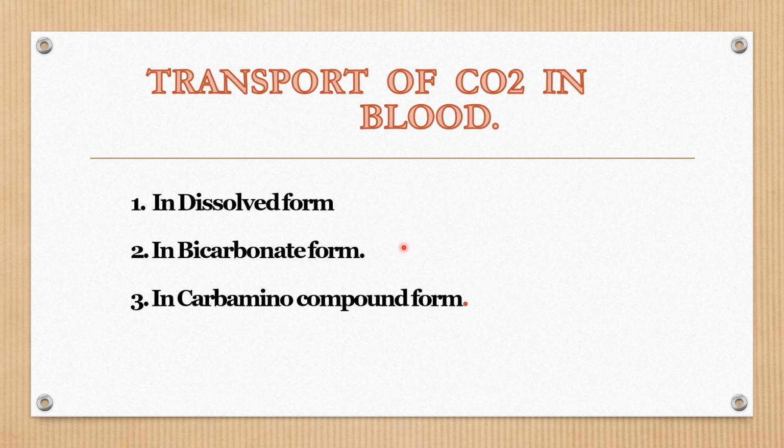This carbon dioxide is transported in 3 forms. As you have seen in oxygen transport, there are 2 forms: transport in dissolved form and transport in combination with hemoglobin. Here we will see 3 forms. One is dissolved, one is bicarbonate form, and one is carbamino compound form. We will see them one by one in detail.